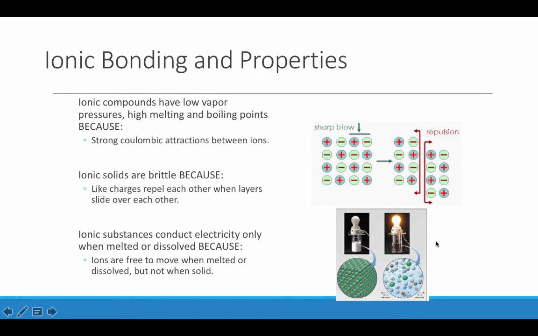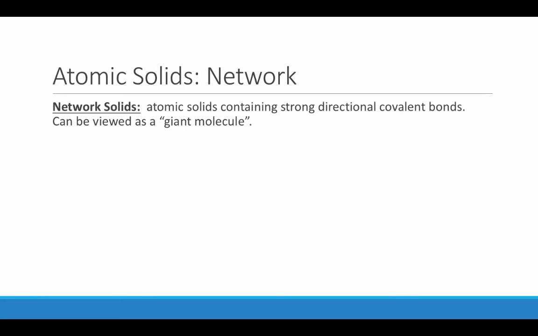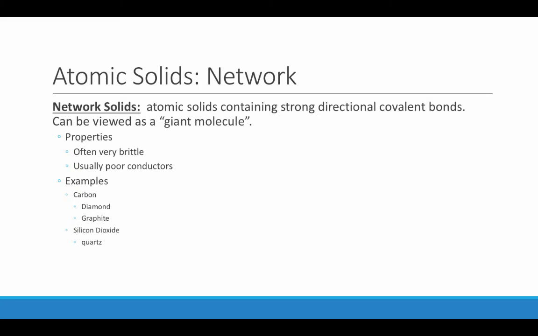Our next type of solid is a network solid. This is a type of atomic solid because it has an atom at every lattice point. A network solid contains strong directional covalent bonds and can often be viewed as a giant molecule. In terms of properties, network solids are very brittle and usually poor conductors. Some common examples are carbon in the form of graphite or diamond, and silicon dioxide in the form of quartz.